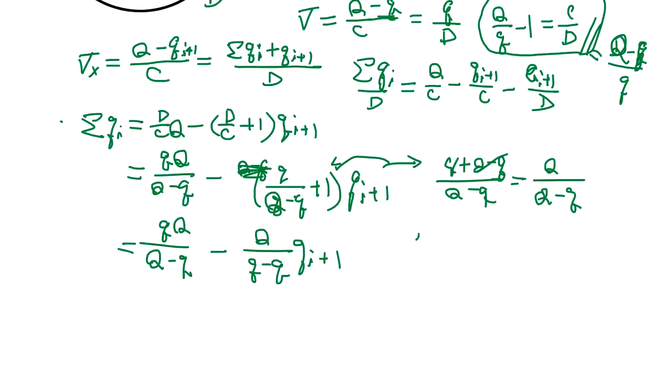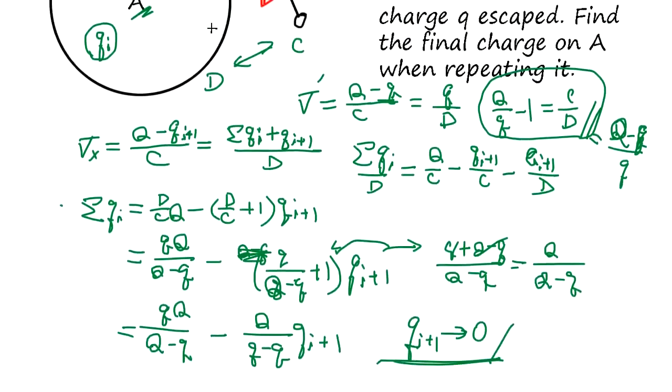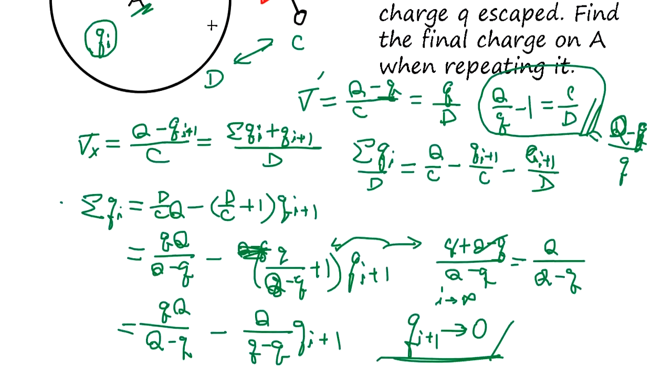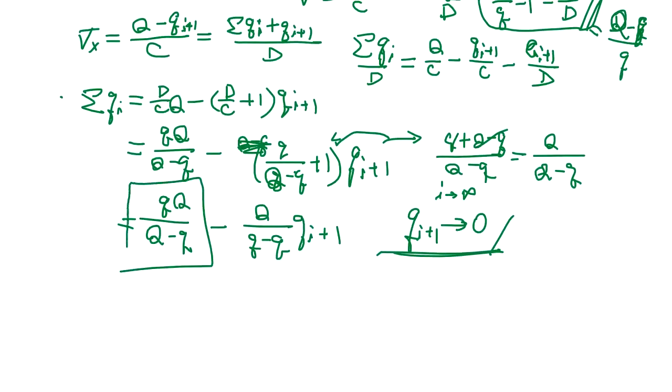Now qi plus 1 goes to 0 when you repeat many times. This is physically obvious because if qi plus 1 didn't go to 0, you would keep charging and eventually the charge would become infinity. So that's not going to happen physically. So the answer is this.